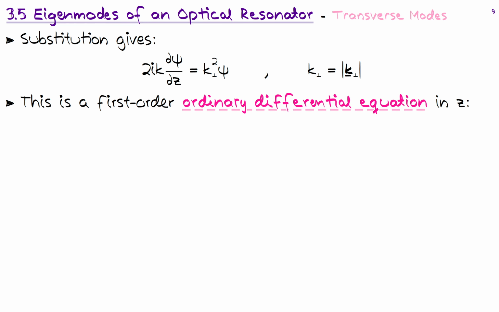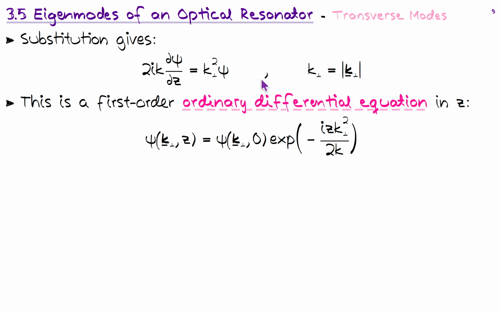And the solution is of this form. It's some amplitude at a given plane z equals 0, and then we have an exponent phase factor given by exponent i times z times k transverse squared divided by 2 times k. So this is what we have as a solution to this ordinary differential equation.